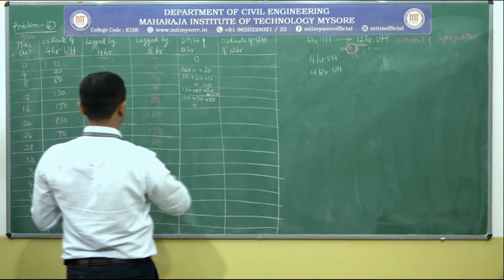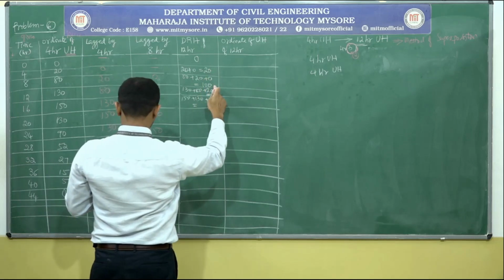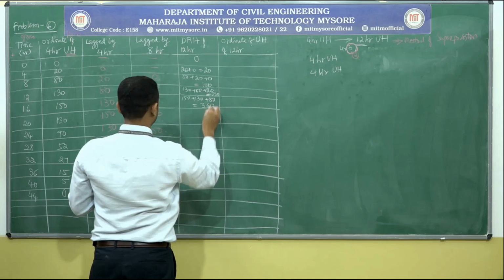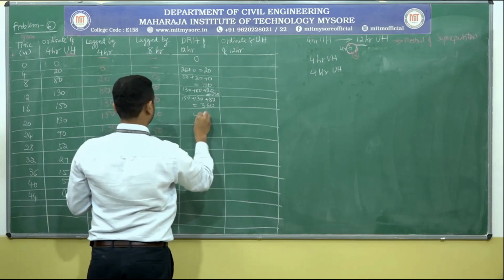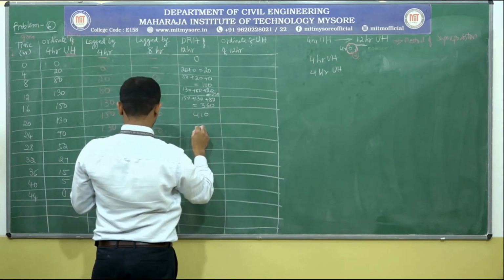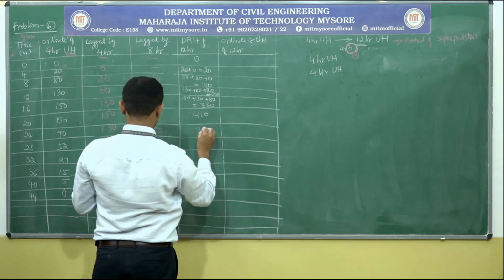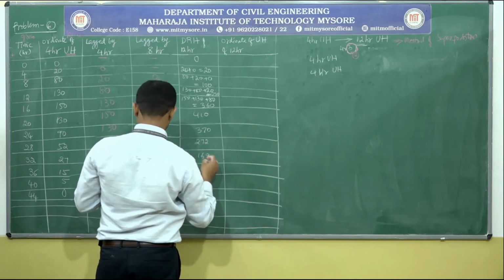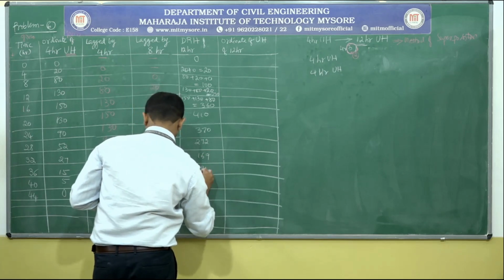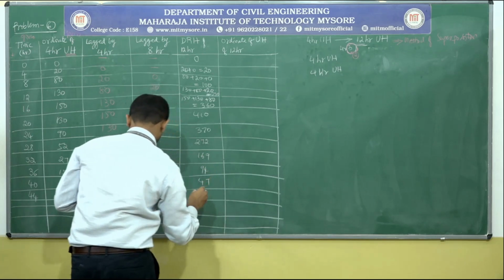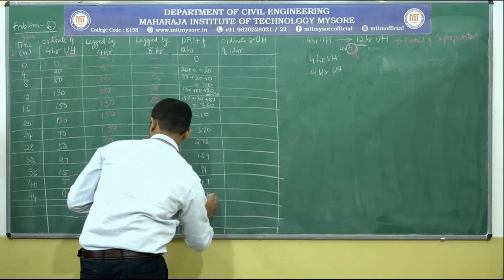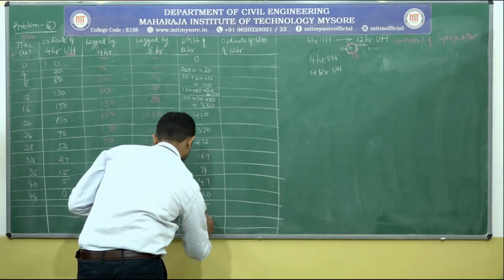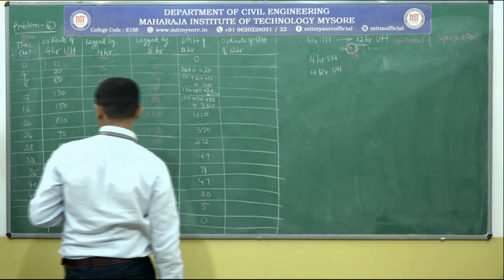0, 20, 100, 230, then 360, 410, 370, 272, 169, 94, 47, 20, then 5, then 0. Correct?